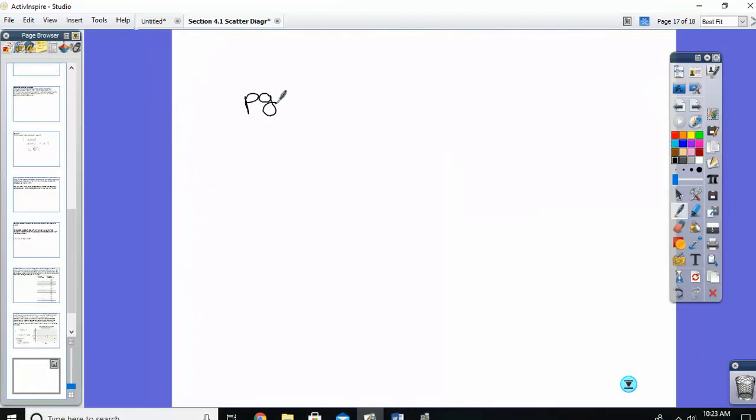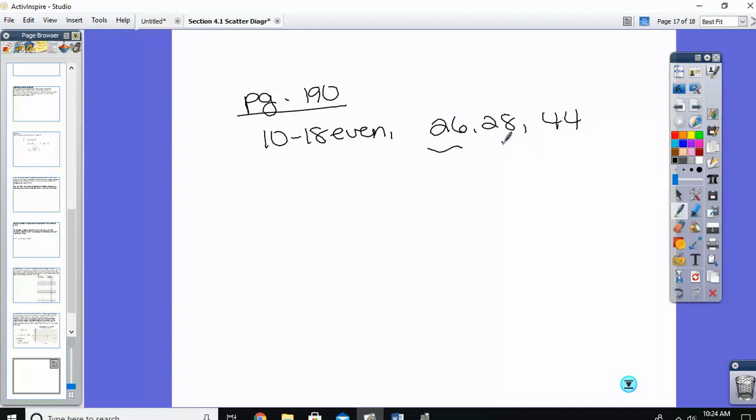So our homework, page 190, 10 through 18 even, 26 and 28, 44. 26 and 28, do both of those on the calculator, but please draw me just a really rough sketch so I know what you're looking at. I think 1 through, like number 18, I believe, is one that it asks you to do by hand. So 18 is by hand, but the others are on your calculator.